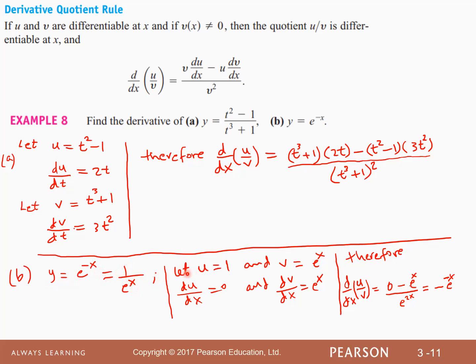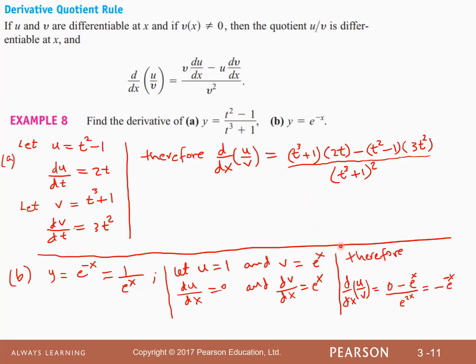Now we will let u equal to 1, so derivative of u equal to 0 because 1 is a constant. And we will let v equal to e to the x, derivative of v is equal to e to the x because derivative of e to the x is e to the x. Therefore, if we apply the formula over here, since we have du by dx equals 0, that means this term is equal to 0. So the first term will be equal to 0, which is right here.